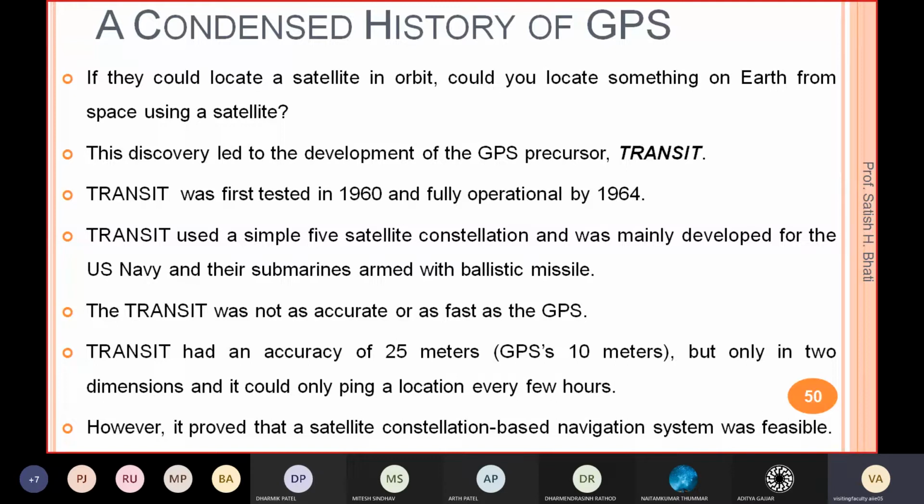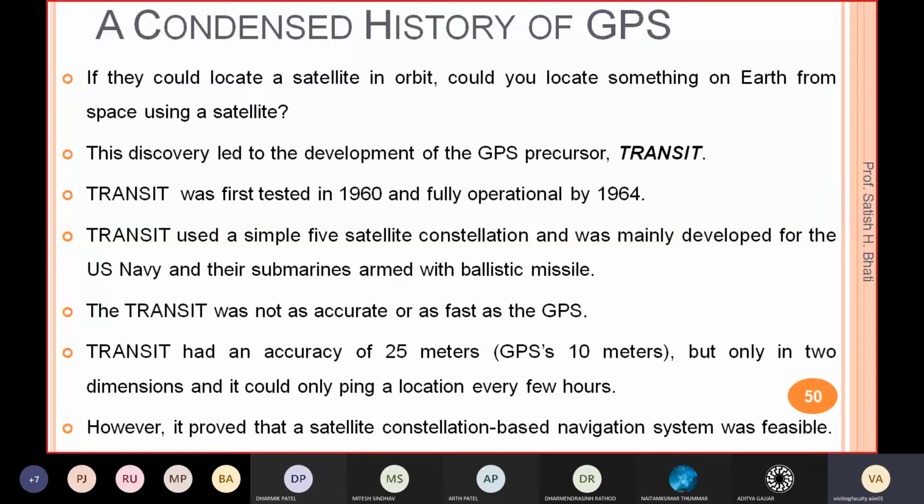It's called Transit. Transit is kind of GPS. Actually, right now its name is GPS, but when the project was started to find the location on the Earth, the technology was given the name Transit. So this Transit was first tested in 1960 and it was fully operational in 1964.